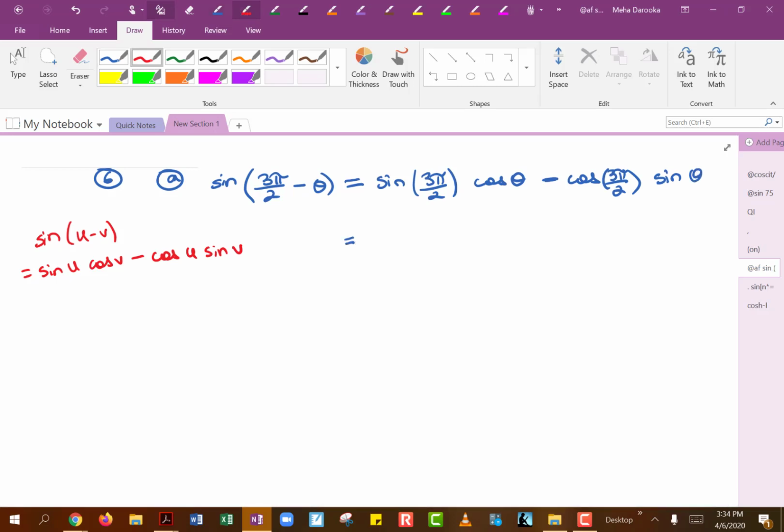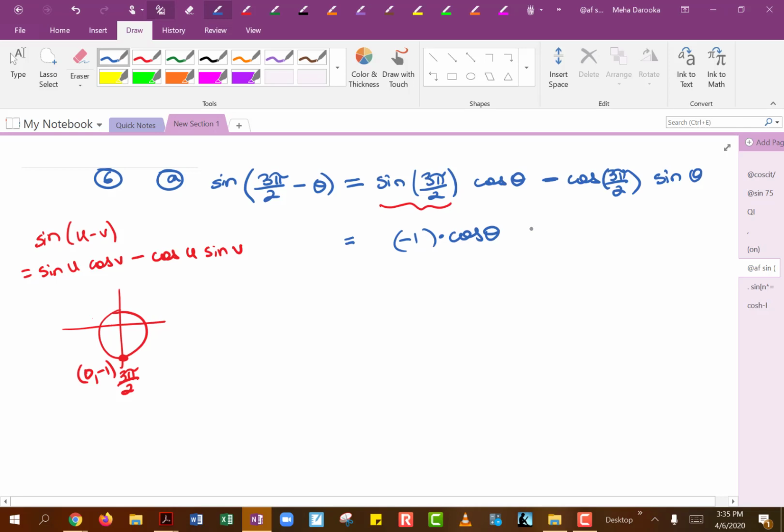So you're still talking about the angle measurement 3 pi halves, which is still going to be this point here. So that will have the ordered pair 0, negative 1. So sine of 3 pi halves is negative 1, and we're multiplying that with cosine of theta minus cosine of 3 pi halves is going to be 0, and you're multiplying that with sine of theta.